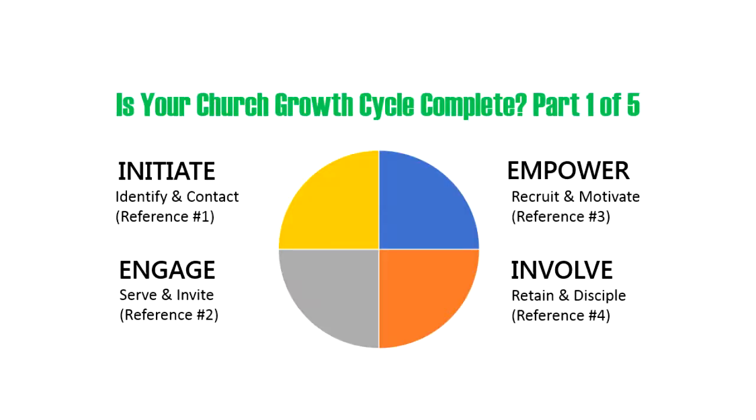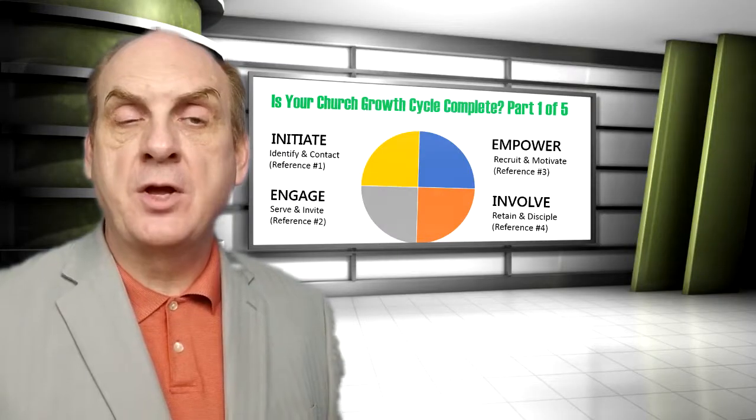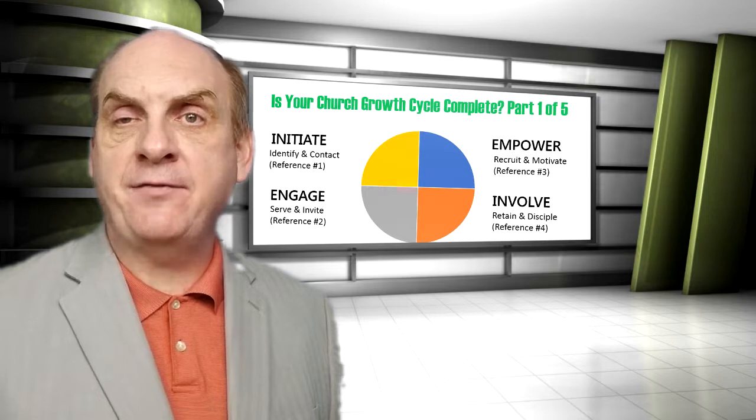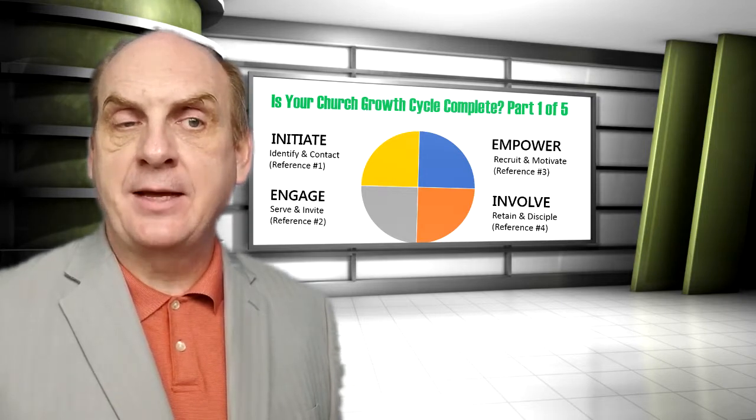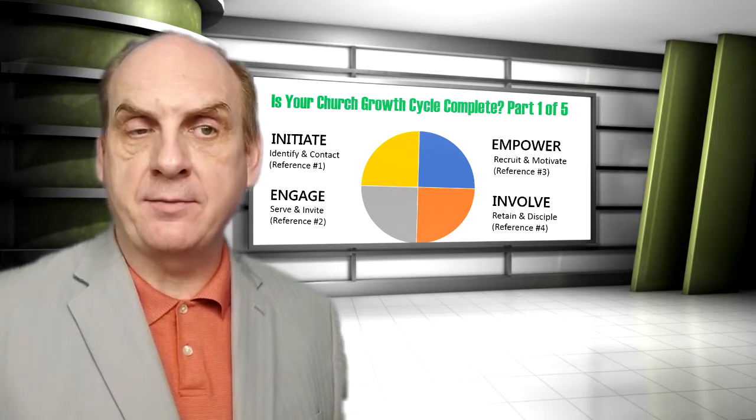Now that you have your copy of the mapping document, let's take a look at the church growth cycle at the top of page 1. Now there are 4 main parts to this cycle. The first one is initiate. Here, you want to identify your prospects and how you're going to contact them.